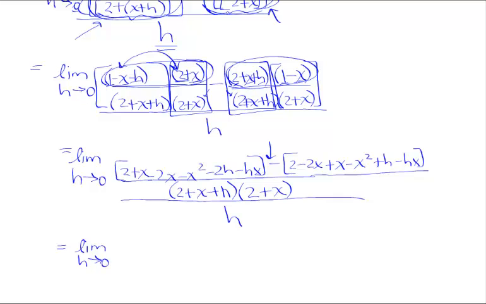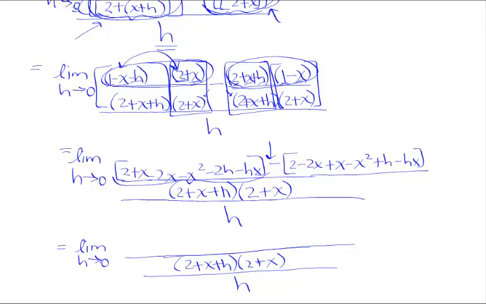The limit as h approaches 0. Again, this is all over h. And I still have my common denominator, 2 plus x plus h times 2 plus x. Not going to change anything happening here. Just going to copy it down. 2 plus x minus 2x minus x squared minus 2h minus hx. Now I'm going to change the sign of every term in that set of brackets. So minus 2 plus 2x minus x plus x squared minus h plus hx. And there we have it.